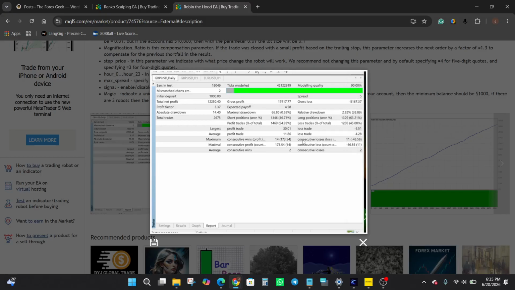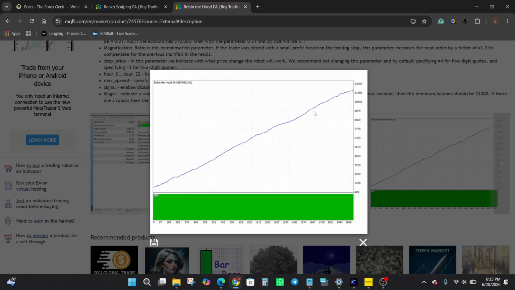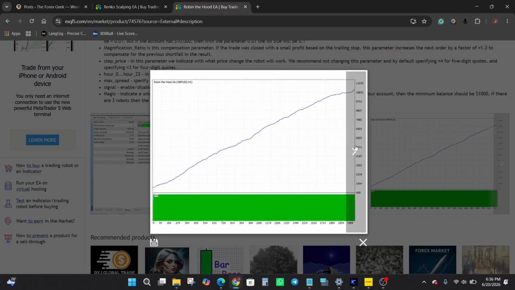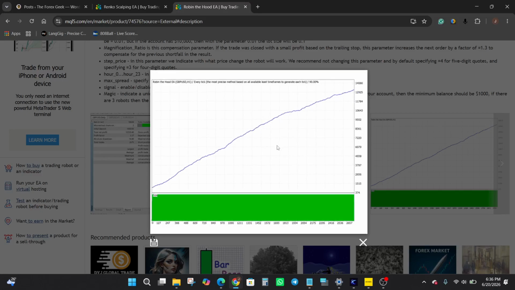Okay, in this case, the risk to reward ratio is actually good. The average risk to reward ratio is good, and I can see the balance curve is quite smooth, with steady growth over time. Okay, it's pretty interesting. All right, so let's head over to our strategy tester right now.